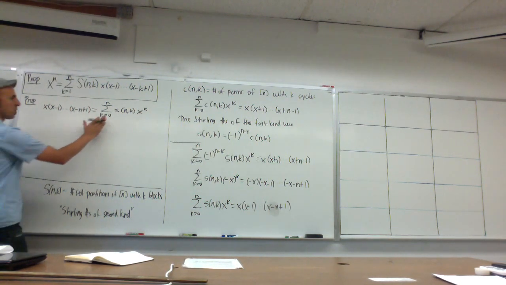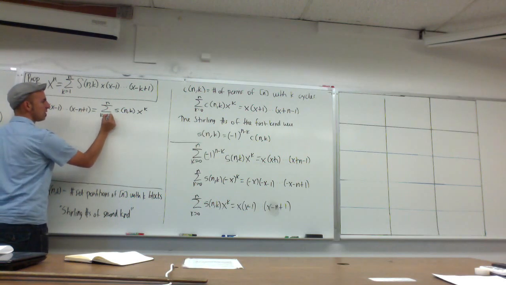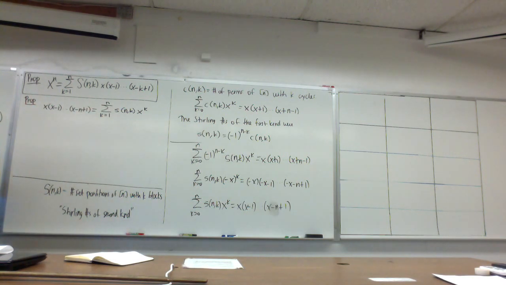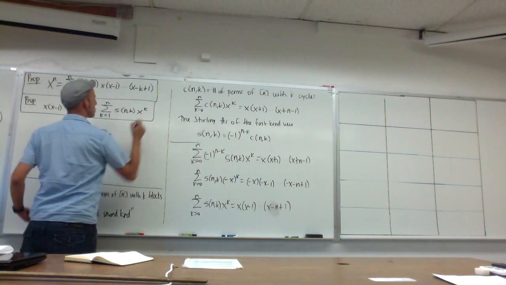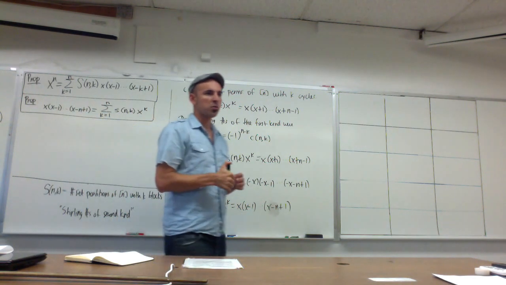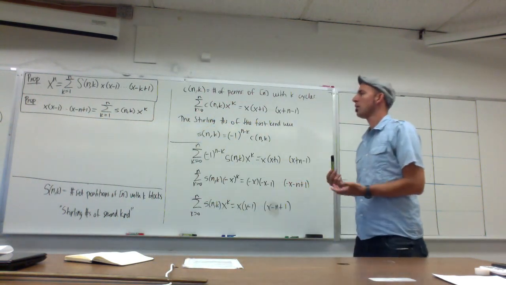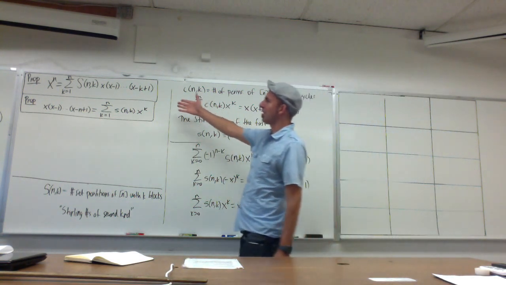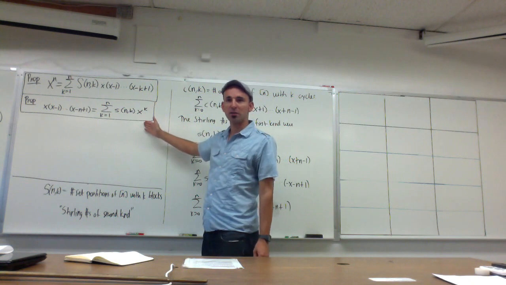And I guess here I should also go from k equals 1 to n, because again, you cannot have permutations of n with 0 cycles. Okay? So this is combinatorics, but this is also algebra actually. These formulas look very similar to each other, right?